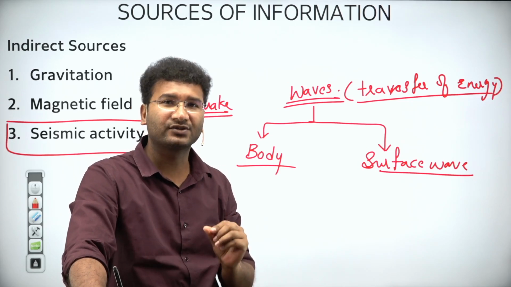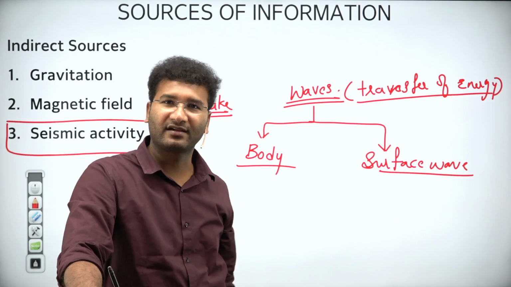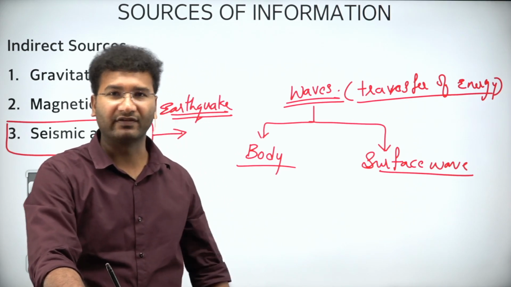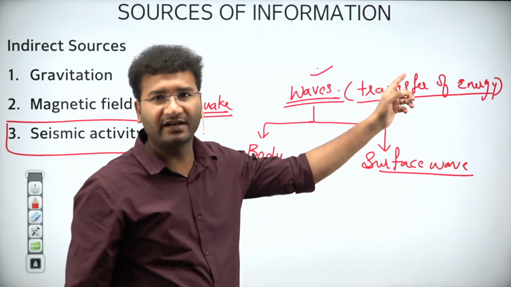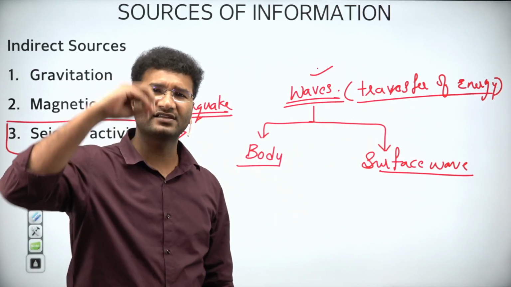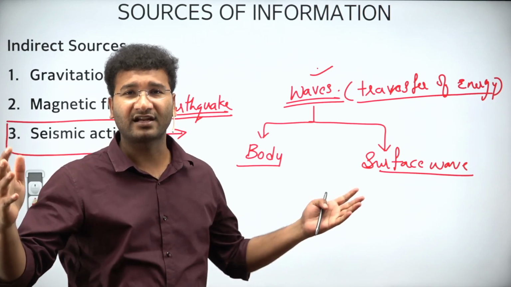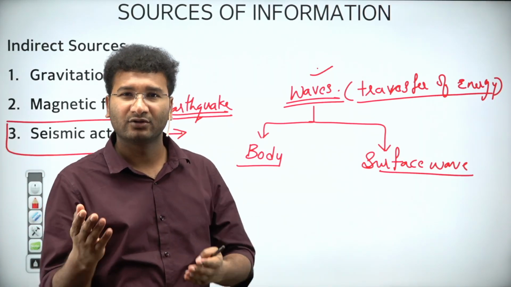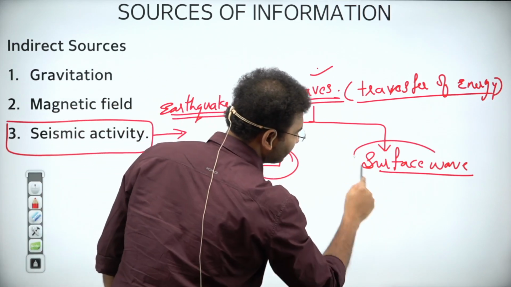Wave always transfers the energy from one place to another place, right? This is called a wave. Wave nature, the work of a wave is always to transfer the energy. So likewise, whenever there is an earthquake it always releases certain kinds of waves. That means energy is released, and that energy is transferred in an irregular manner through two types of waves. One is body waves and the other is surface waves.